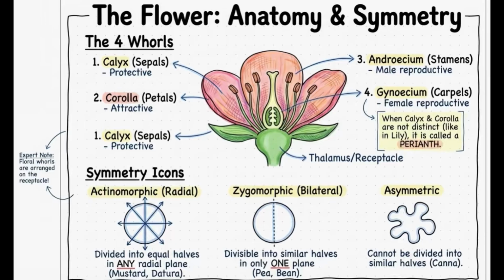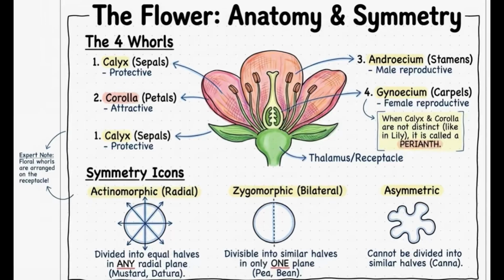Exactly. Though I should point out the notes mention a cool exception. Right, the lily. Sometimes the calyx and the corolla aren't distinct. They look like one uniform layer. When that happens, botanists call it a perianth. That's a great detail. Now, to truly understand a flower, the notes say you have to look at its symmetry.